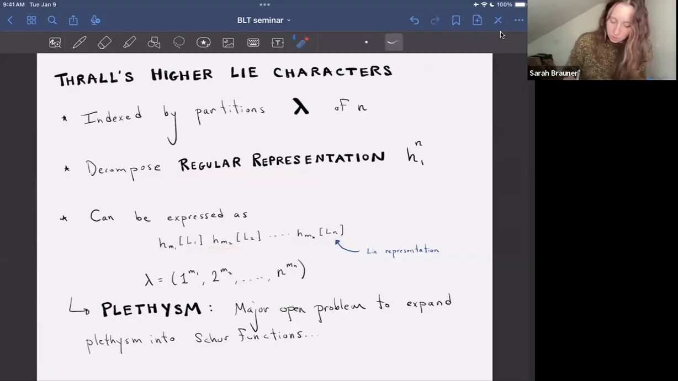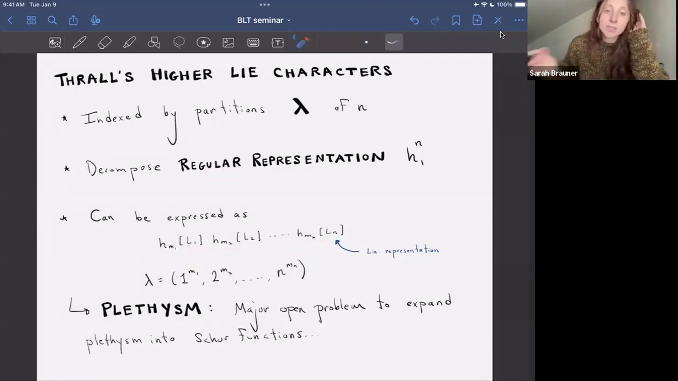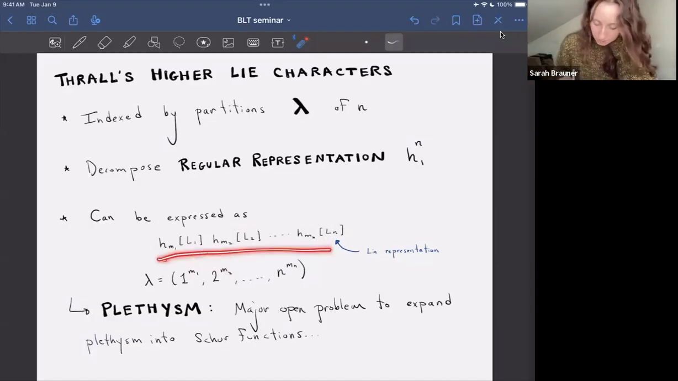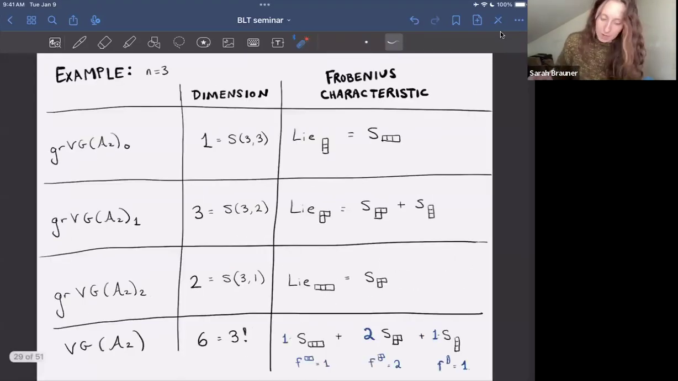I don't want to go into too much detail here because this expression is known as a plethysm of symmetric functions. And it's a major open problem in algebraic combinatorics to try to expand an expression like this into Schur functions. And I think some people think that it's impossible to do in general. So in some sense, this higher Lie character is the best we can do. But at least right now, it's totally unobtainable to try to express these graded pieces in terms of Schur functions. But here's an example when n is 3.